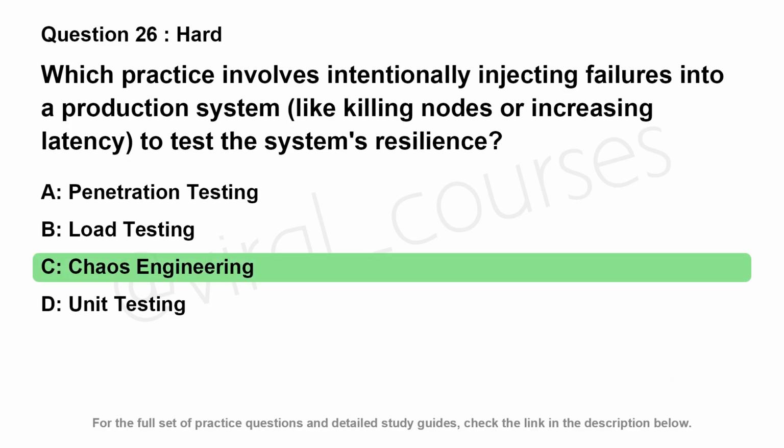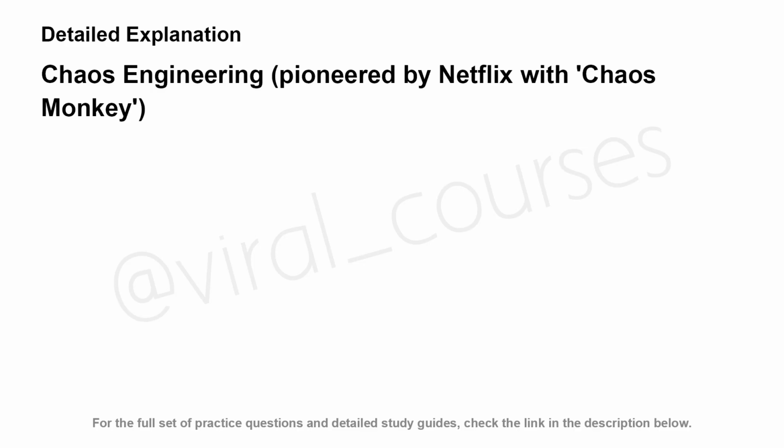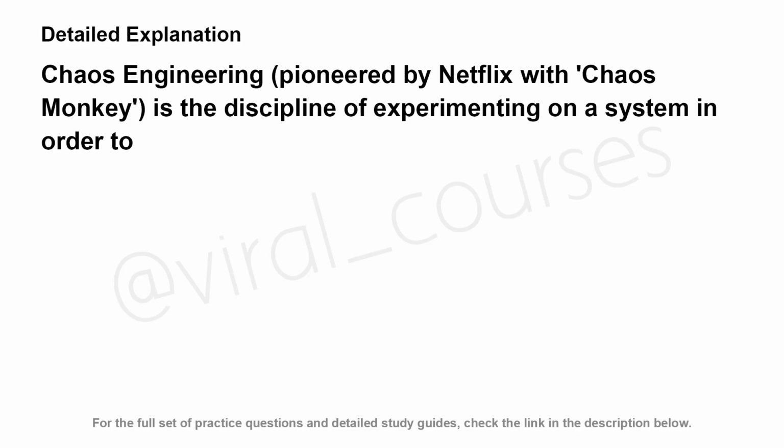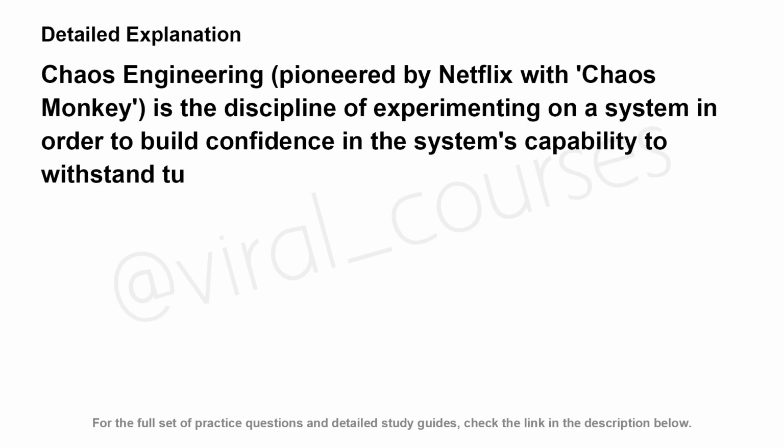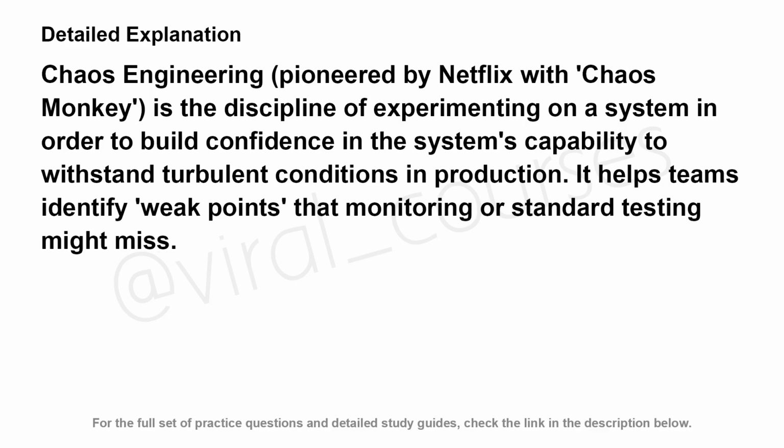The correct answer is C. Chaos engineering, pioneered by Netflix with Chaos Monkey, is the discipline of experimenting on a system in order to build confidence in the system's capability to withstand turbulent conditions in production. It helps teams identify weak points that monitoring or standard testing might miss.